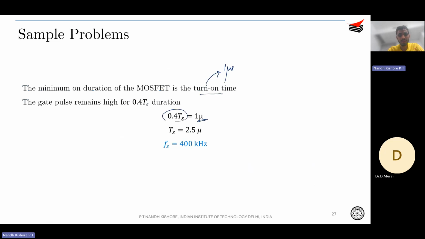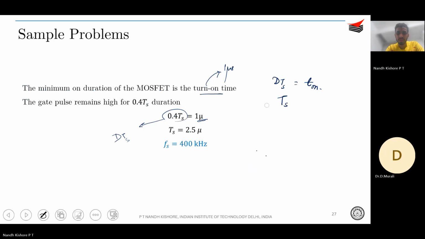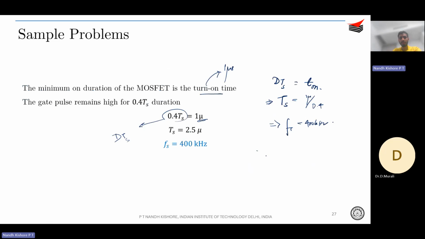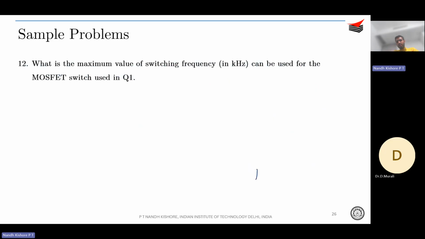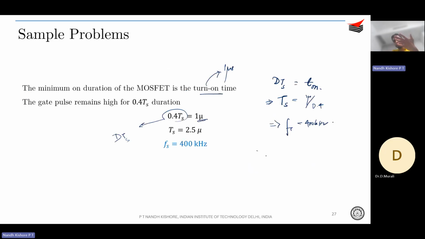This is basically DTS. So the relation is DTS is being equated to your turn on time. With that, you get what TS is. TS is basically T on, that is 1 microsecond, divided by 40% or 0.4. Therefore, you get Fs as 400 kilohertz. So this is the maximum value of switching frequency you can push.